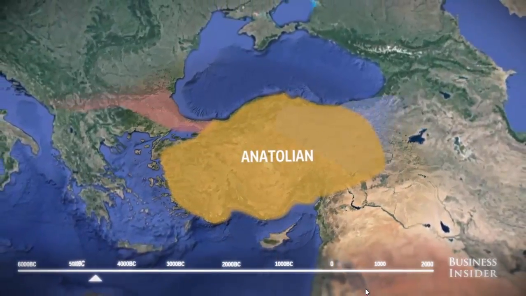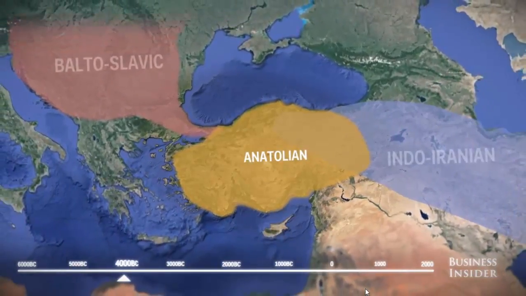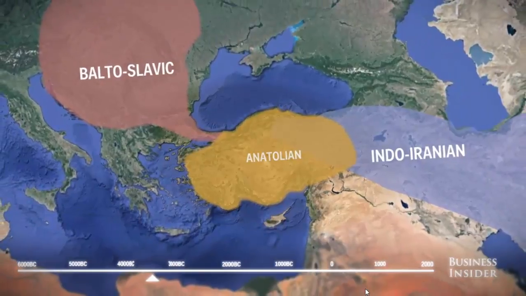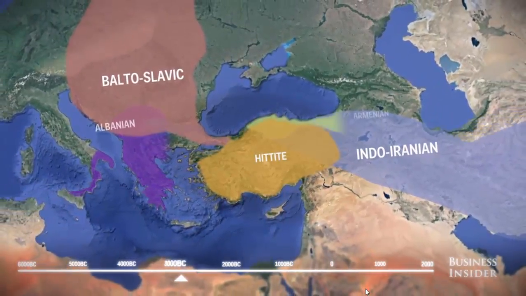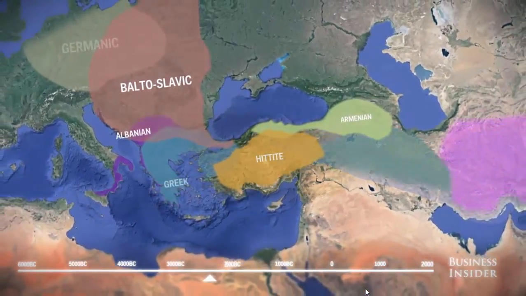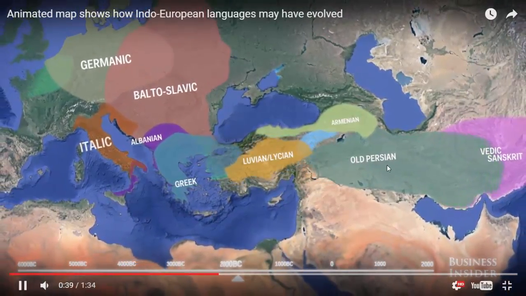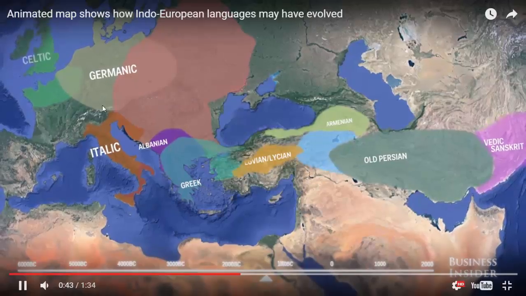So we believe language developed in what is to modern day Turkey, and then it spreads out, forms different families: Balto-Slavic, Indo-Iranian, Albanian, Armenian, Greek. You'll see Germanic right up there. Spreading now into the India area as well.